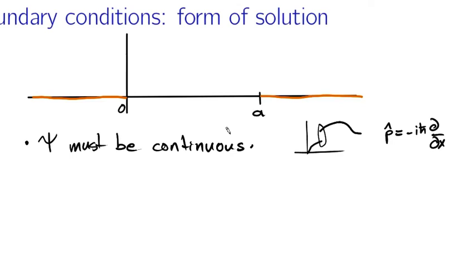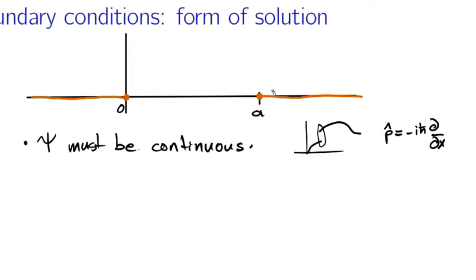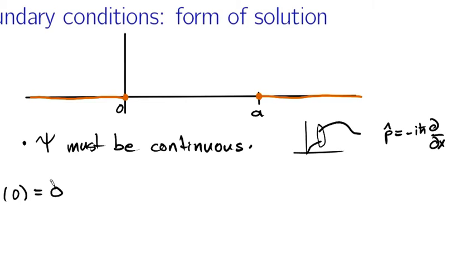We'll come back to talking about the boundary conditions and the wave function later on in this chapter, but for now, all we need to know is that the wave function is continuous. What that means is that since we're 0 here, we must go through 0 there, and we must go through 0 there, since we're 0 here. So that means psi of 0 is equal to 0, and psi of a is equal to 0.